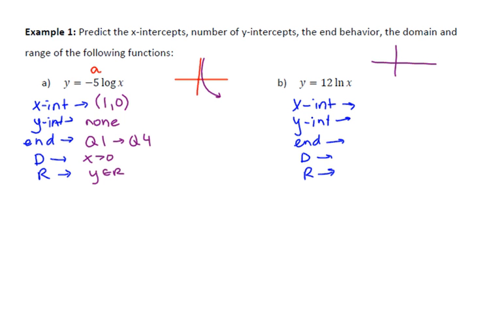Notice we're always starting near the x-axis or y-axis. You can use your graphing calculator, but you know that this is increasing, and so if you remember what an increasing log graph looks like, you can just figure it out. X-intercept (1, 0), y-intercept none. End behavior would be quadrant 4 to quadrant 1, and the domain and range stay the same as the other guy.